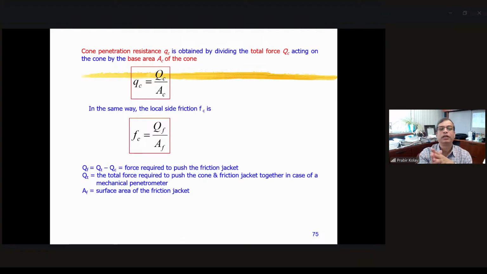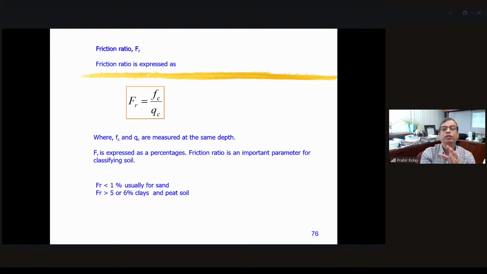As I mentioned, for the cone penetration resistance, you can find out how much is the total force and how much is the area of the cone. And the same way you can find out how much is the side friction: the total friction divided by the area. So you can easily find out how much is the friction. Two things you need to calculate. And then you can also calculate the friction ratio, that is how much is the tip resistance and how much is the friction. From the friction ratio, if it is less than 1, it is usually sand. If the friction ratio is more than 5 or 6, then it is usually clay or peat soil.